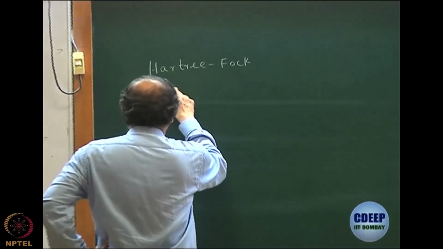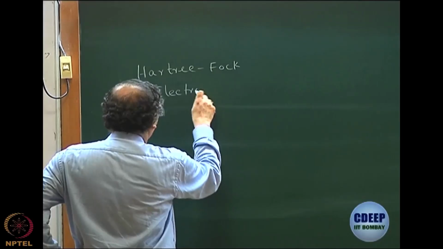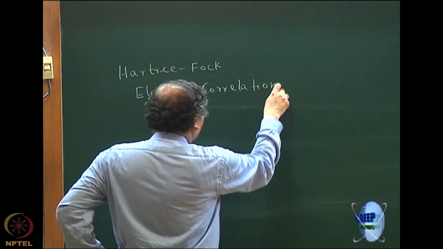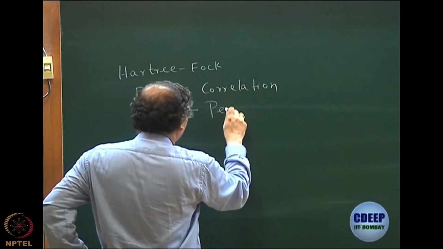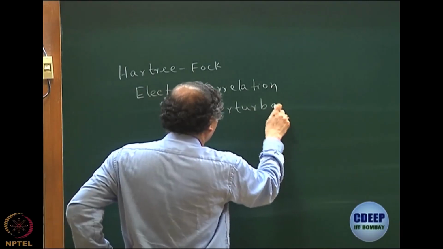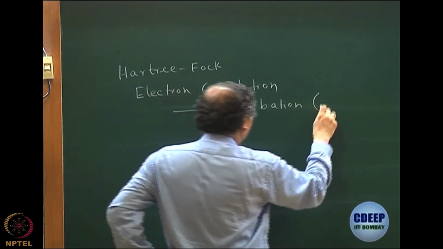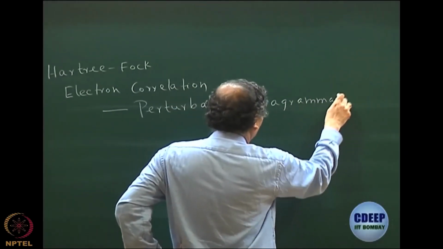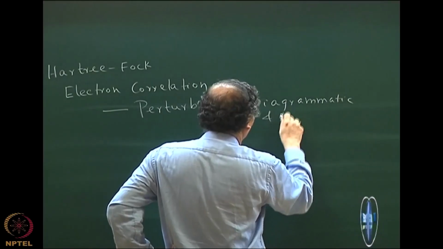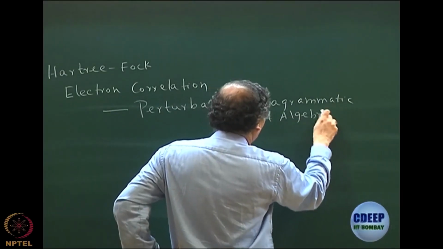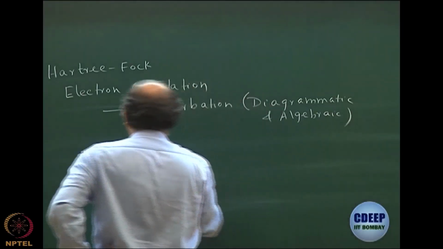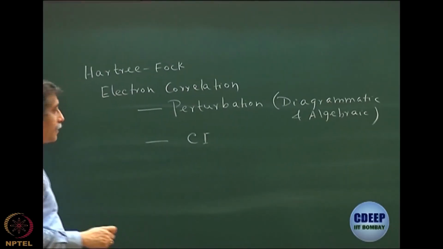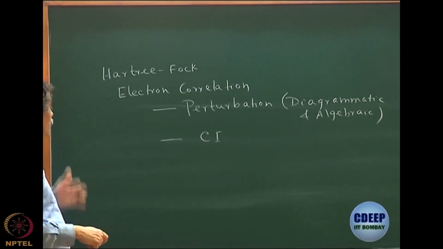So, then we discuss the electron correlation as the important topic, and in particular we developed perturbation theory, the algebraic as well as diagrammatic, and of course CI, the configuration interaction, as the two major methods of electron correlation.